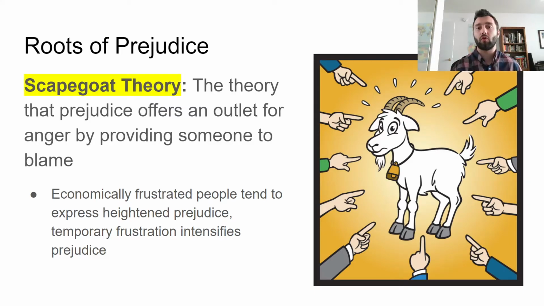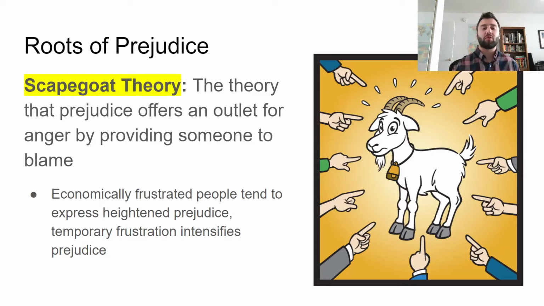We can see this through a whole bunch of different examples. So I gave you some at the bottom there. For example, economically frustrated people tend to express heightened prejudice. So people that are economically frustrated, whether they're poor or they're struggling to move up in the world, tend to be more prejudiced than people who aren't. We also see that when people are frustrated, even if it's temporarily, it makes them more prejudiced.